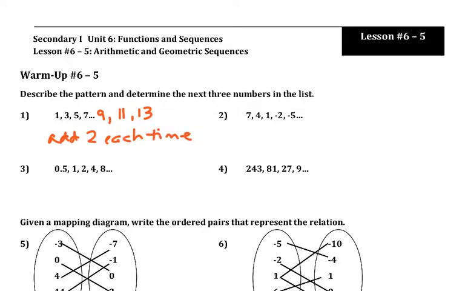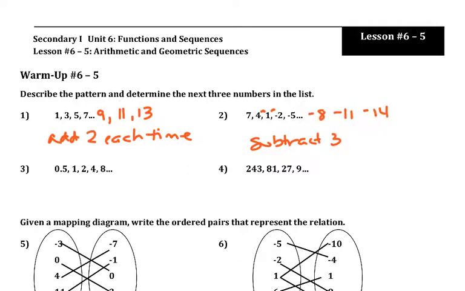Okay, for number 2, I go from 7 to 4. So think about how you get there. I would subtract 3. 4 minus 3 is 1. 1 minus 3. And so it looks like I'm subtracting 3 each time. And then so if I keep going, I have negative 8, negative 11, and negative 14.